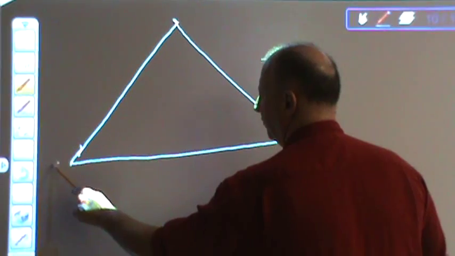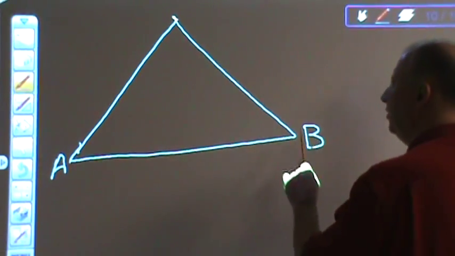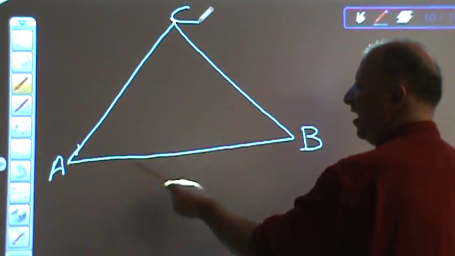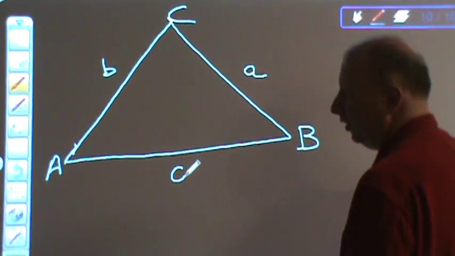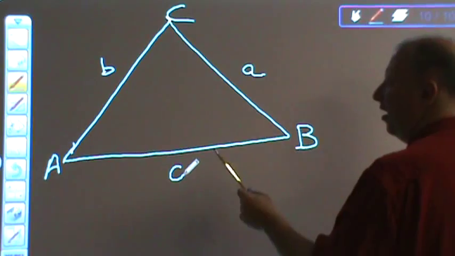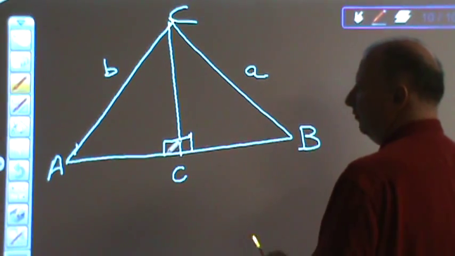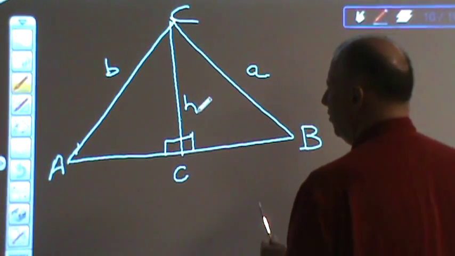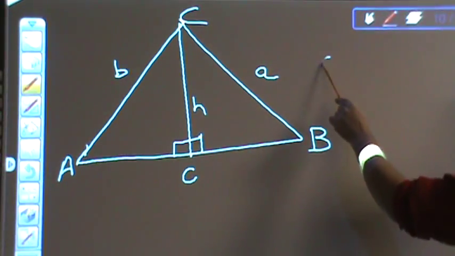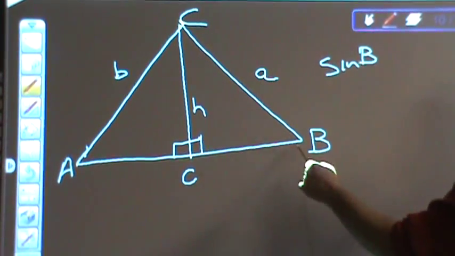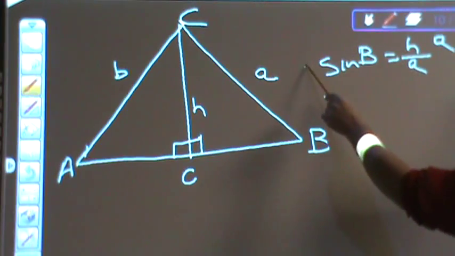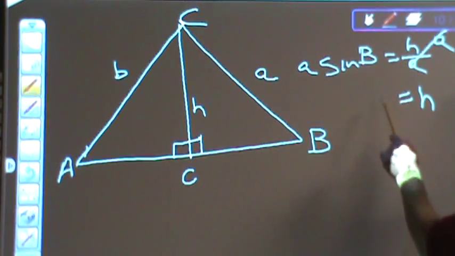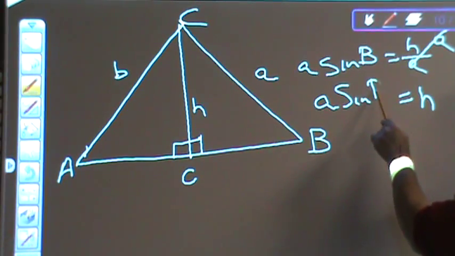And let's call this A, B, and C. Well, if that's angle A, this is small a, small b, small c. Again, when working with trig, I'm going to drop my altitude, and this will be my height. So what I can actually say right now is the sine of B is equal to h over a. And if that's the case, by multiplying both sides by a, h is equal to a sine B.